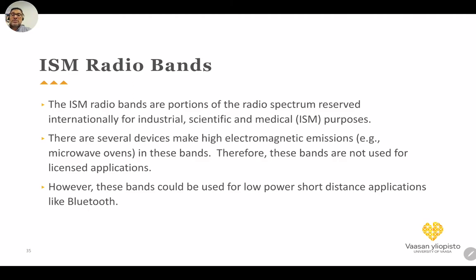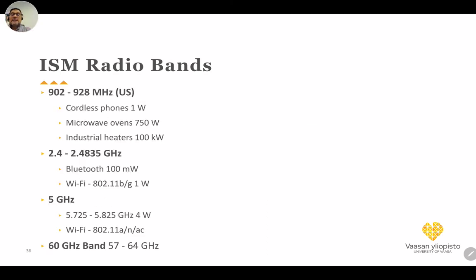Okay, we mentioned these things. As I said, the ISM band is very useful, especially for low power, low range, or short distance applications. I just give some of these bands here, but not all of them. Here, for example, in the US, it is from 902 to 928 megahertz, so about 26 megahertz is free. But I think this band is not available in Europe. In Europe, they have another one around 800 megahertz. They have this free band.